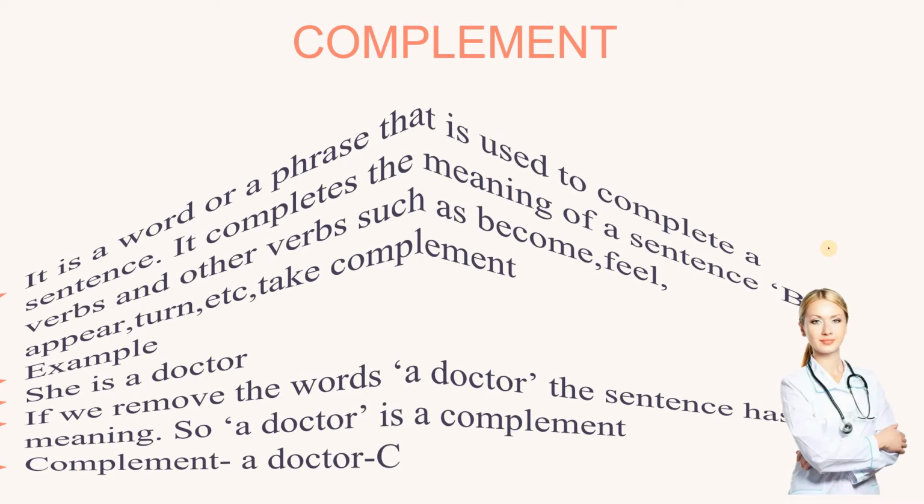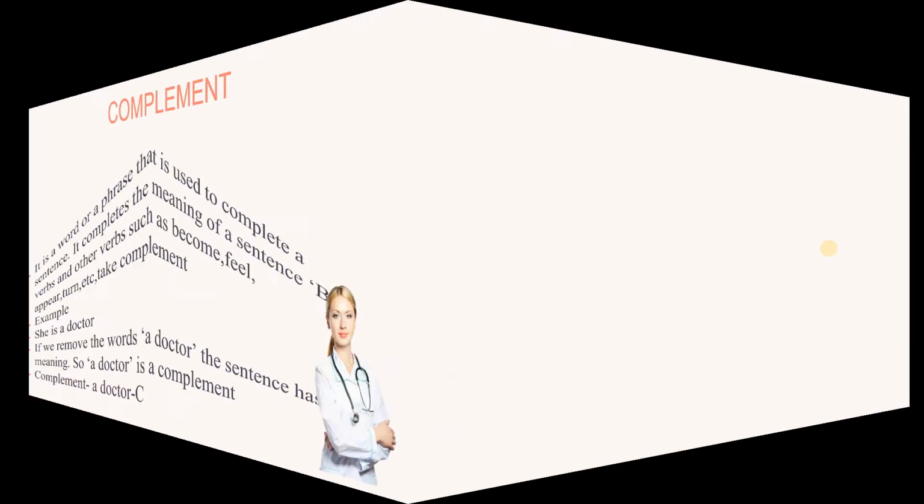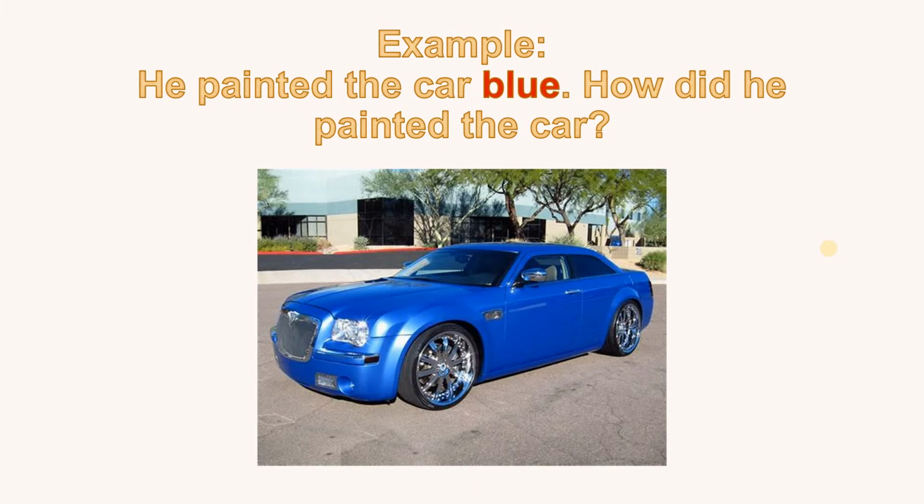She is a doctor. If you remove the words a doctor, the sentence has no meaning. So a doctor is a complement here. So இந்த வார்த்தையை மாற்றும்போது எந்த வார்த்தையை மாற்றும்போது அதில் மீனிங் இல்லையோ that is complement. He painted the car blue. How did he paint the car? Answer blue. So here blue is the complement.